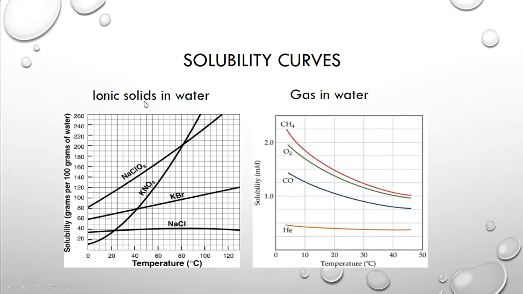But let's take a look here at the charts. So these are ionic solids dissolved in water. And as you can see, the temperature is down here, the solubility is on this side, and the solubility is increasing as the temperature increases for all these solids. Whereas for gases, here's methane and oxygen and carbon monoxide and helium, they decrease in solubility as you increase your temperature. You're getting less and less of it to stay in the water. And why is that? Well, let's take a look here.